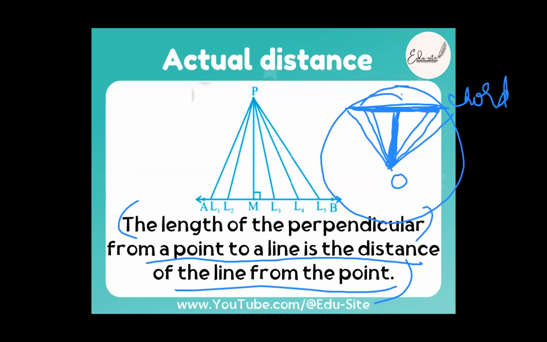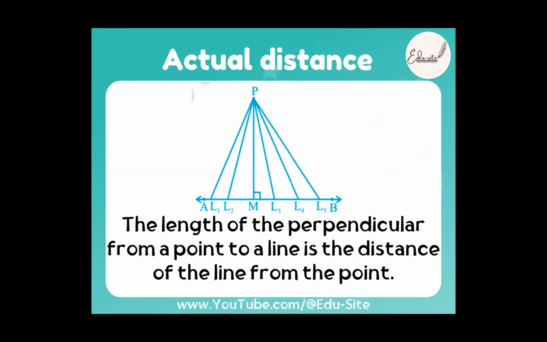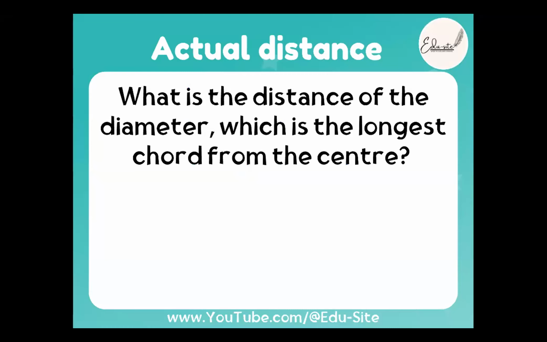Which one? This line, right? This perpendicular will give you the actual distance, correct? So this was explained here. The length of the perpendicular from a point to a line is the distance of the line from the point, that is, the perpendicular distance. Understood? Okay, this is just the side point. You don't have to memorize it or something. It's just for you to remember, okay?